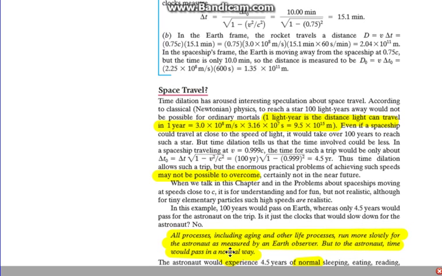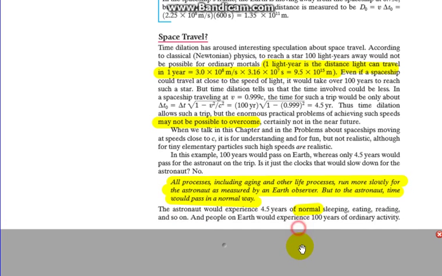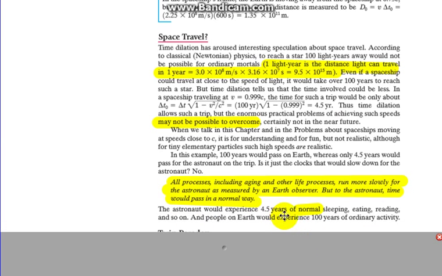Is it just the clocks that would slow down? And no. Here's a key thing to note. All processes, including aging and other life processes, run more slowly for the astronaut as measured by an Earth observer. But to the astronaut, time is simply going by in a normal way. The astronaut would experience 4.5 years of normal sleeping, eating, reading, and so on, and people on Earth would experience 100 years of ordinary activity.